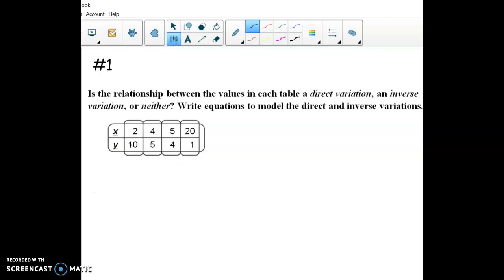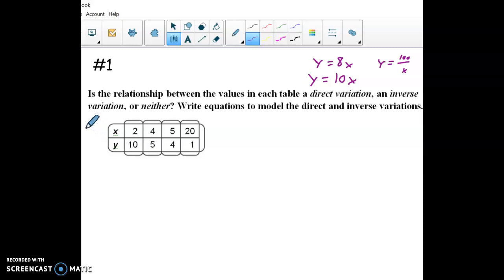Okay, so the first question here is, what type of variation is it? Is it direct, inverse, or neither? And remember, a direct variation is just like when you get paid at your job. You get $10 an hour, or maybe you make 8 phone calls per hour or something. That's a direct variation. And then an inverse is where you have a constant divided by x. So like if you have 100 cookies and divided amongst x people, that's an inverse, a fixed number divided by x. So pause the video and see if you can figure out this question.